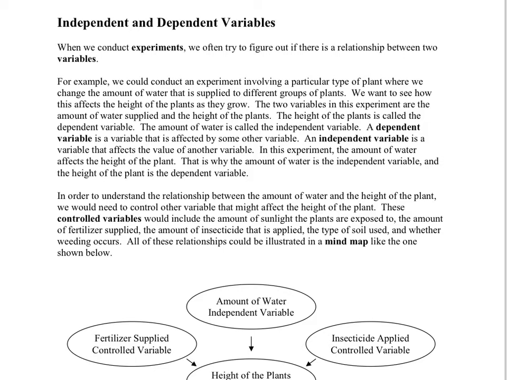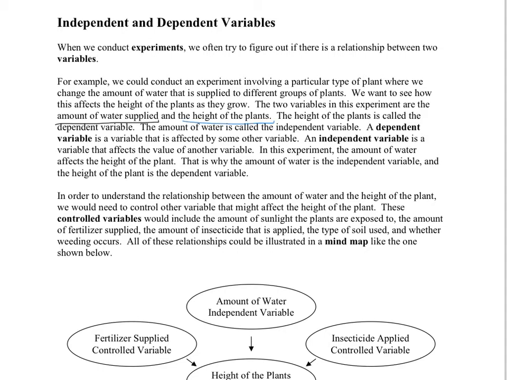relationship between them. So an example that's given to us in our book is we want to examine how much the amount of water that's supplied to different groups of plants affects the growth, the height of the plants as they grow. Okay, so then in this case, the two variables would be the amount of water supplied would be the first one, and the height of the plants would be the second variable.